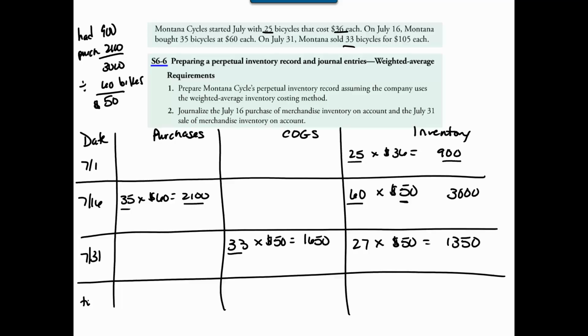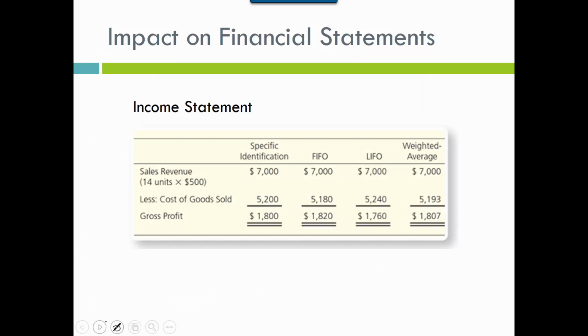So then my totals, 35 and 2,100, that's the same. Still 35 bikes sold, but now the cost of goods sold is $1,650, which falls in between FIFO and LIFO. Still 27 bikes left, but now the inventory value is $1,350, which again falls somewhere between FIFO and LIFO, and the journal entries would look the same.